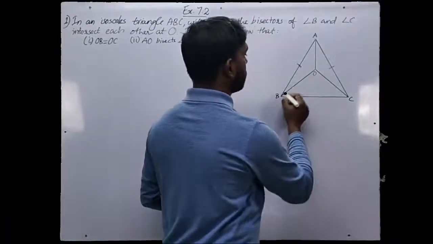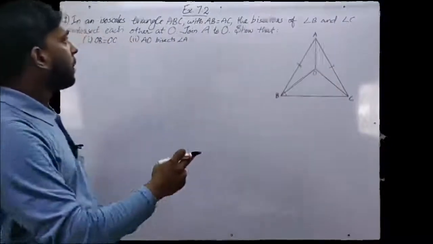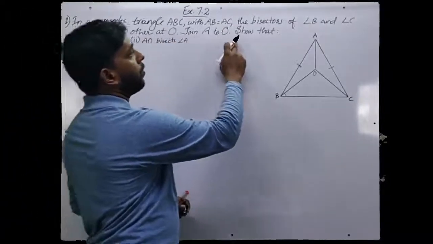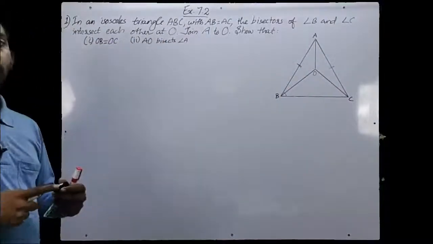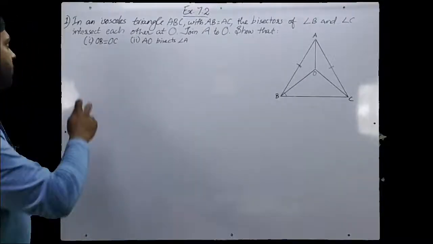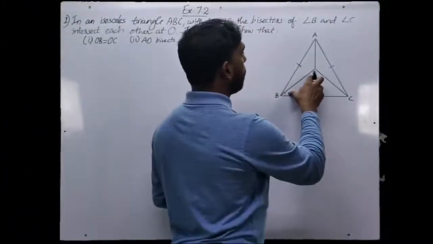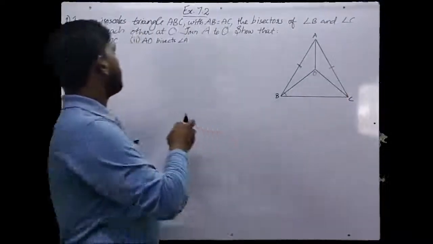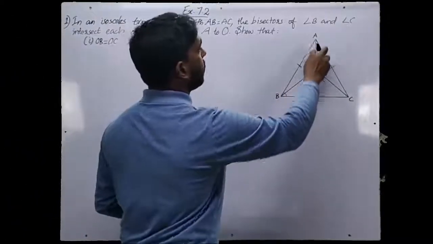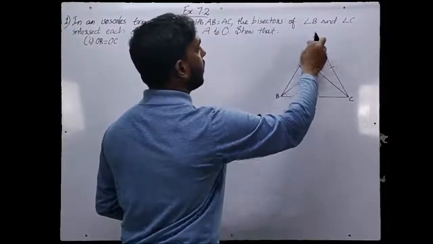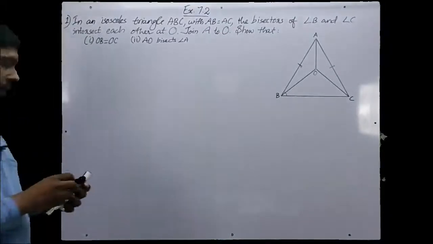These two bisectors OB and OC intersect at the point O, and further, A is joined to O. There are two things to be proven. First, we have to prove that OB is equal to OC. Secondly, we will have to prove AO bisects angle A. AO is equally dividing angle A. So there are two things we are going to prove here. Let's see how we can prove this.